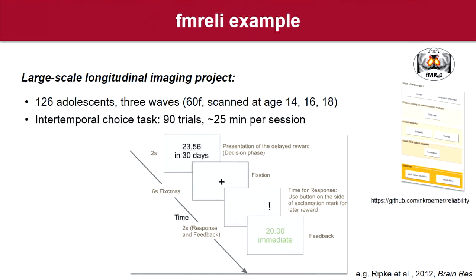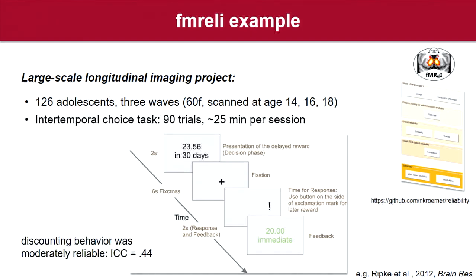And we looked at 2 different imaging contrasts. The first one was the offer contrast. This was just the onset of the offer in this task. The second one was the subjective value contrast, which is a parametric modulator of this offer contrast, based on the discount rate of each participant in this study.